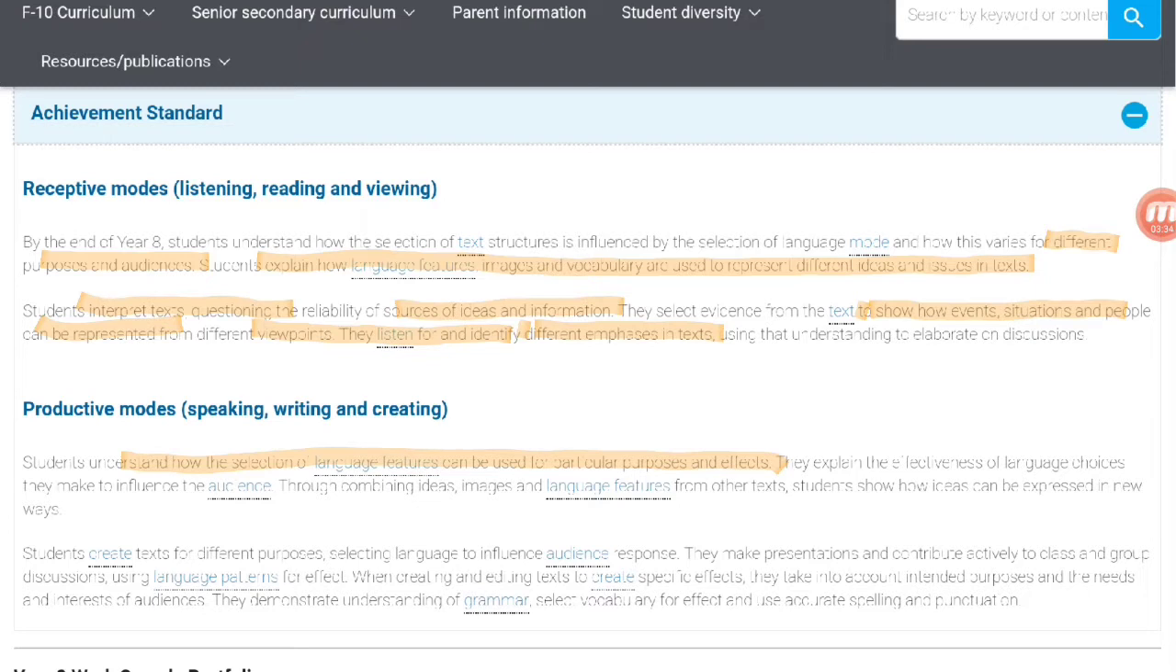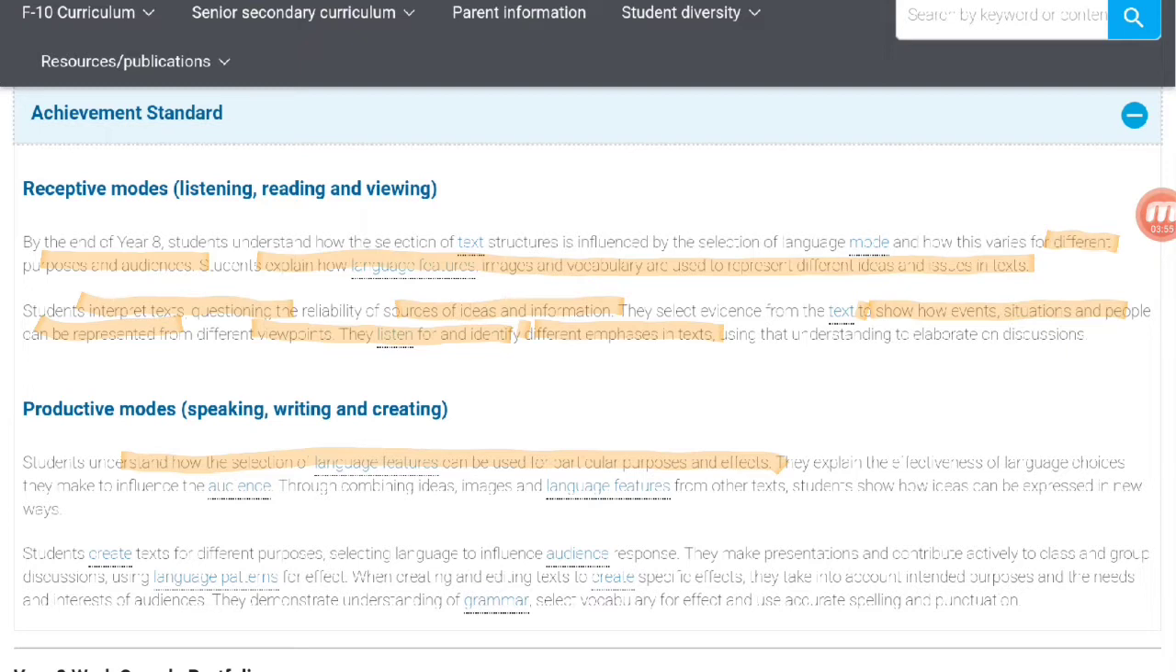They explain the effectiveness of language choices they make to influence the audience. Well, in this case, they're not actually explaining their own use of language choices. They're actually using language choices to influence the audience. They want them to accept their reasoning that these short stories are actually appropriate.